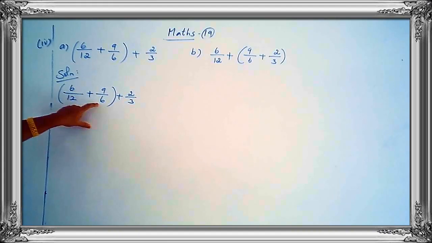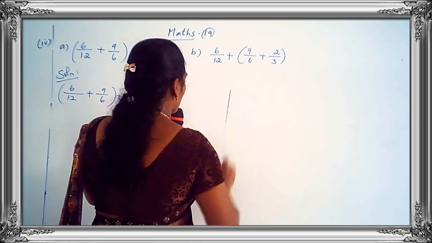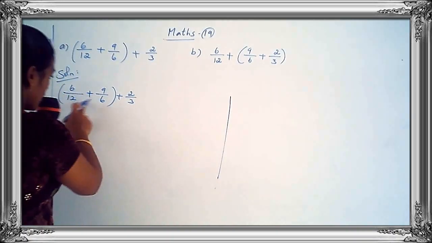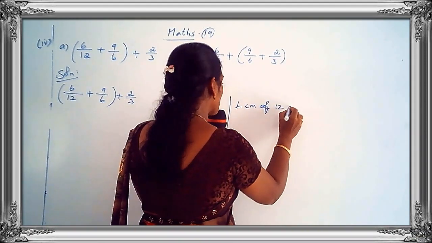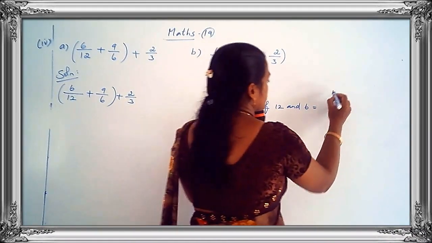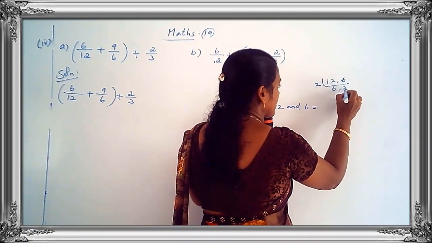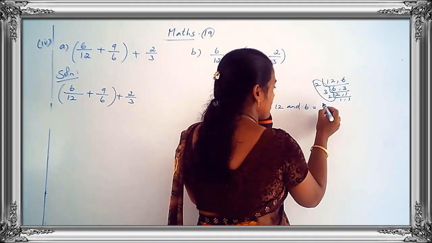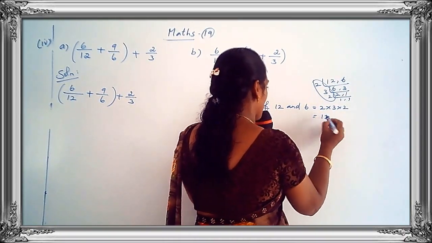Okay children, so first of all we find the value of 6 upon 12 plus 9 upon 6. Okay, so LCM of 12 and 6. You take LCM of 12 and 6. How much? 12க்கும் 6க்கும் LCM கண்டுபிடிக்கிறோம். 2 table. Okay, 6 3 table 1 again 2 table. So your LCM is 2 into 3 into 2. Okay, so 2 3s are 6, 6 2s are 12. So your LCM is 12.